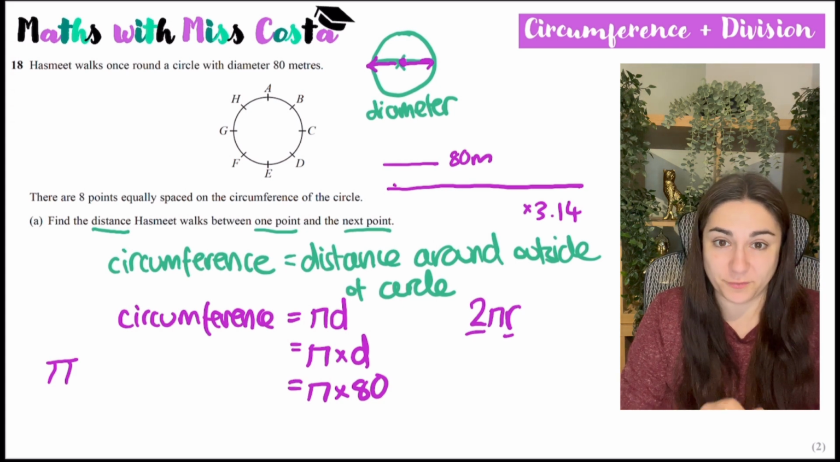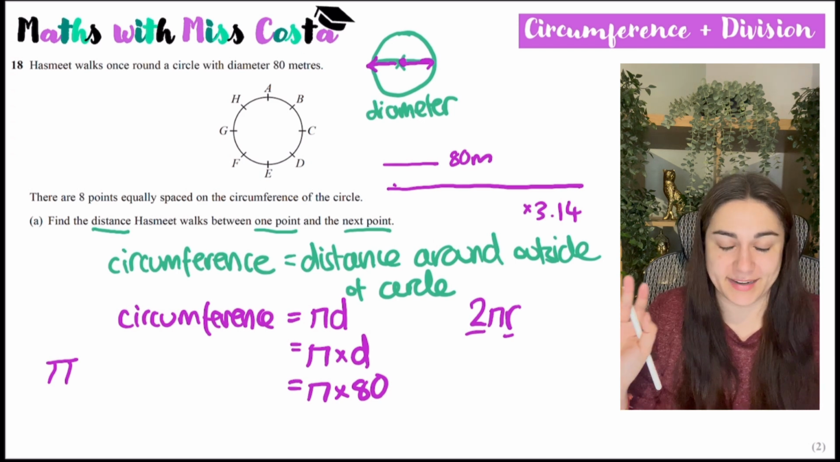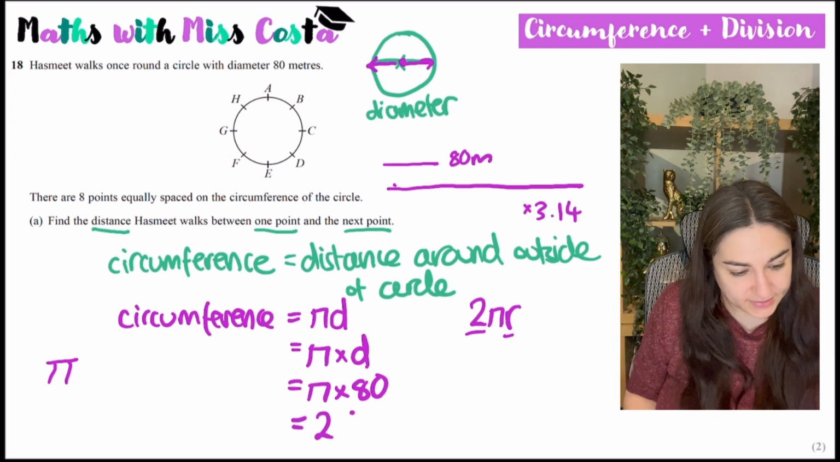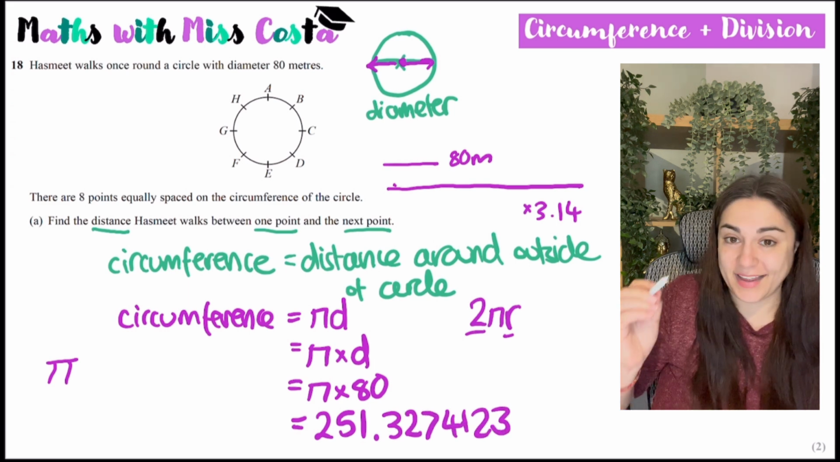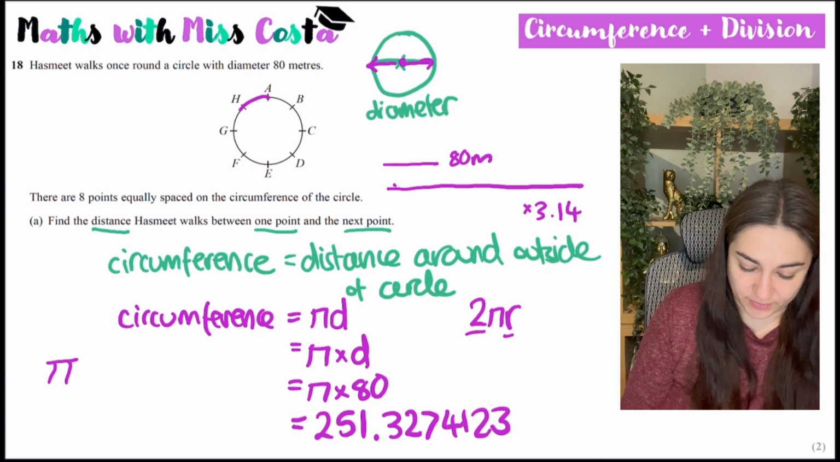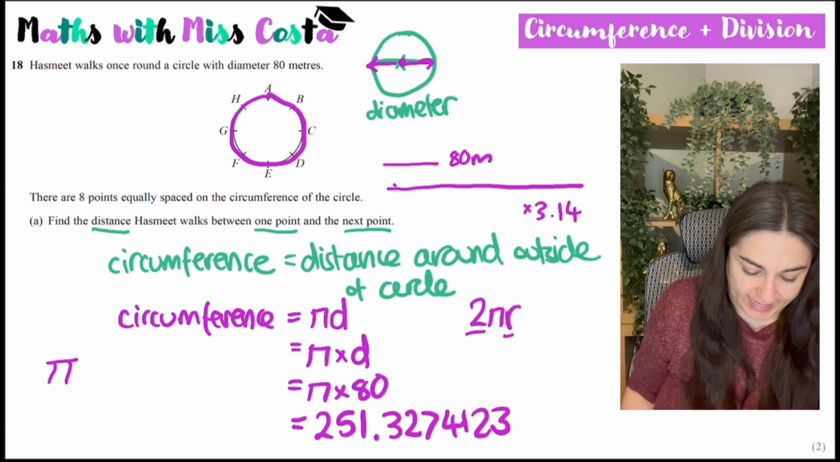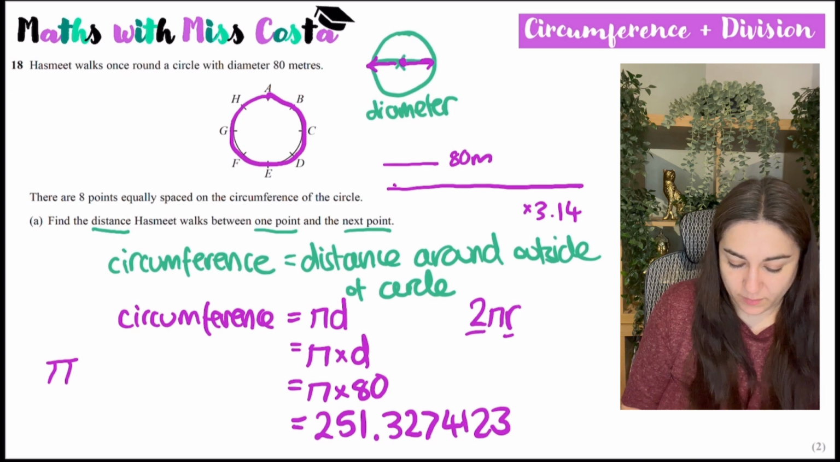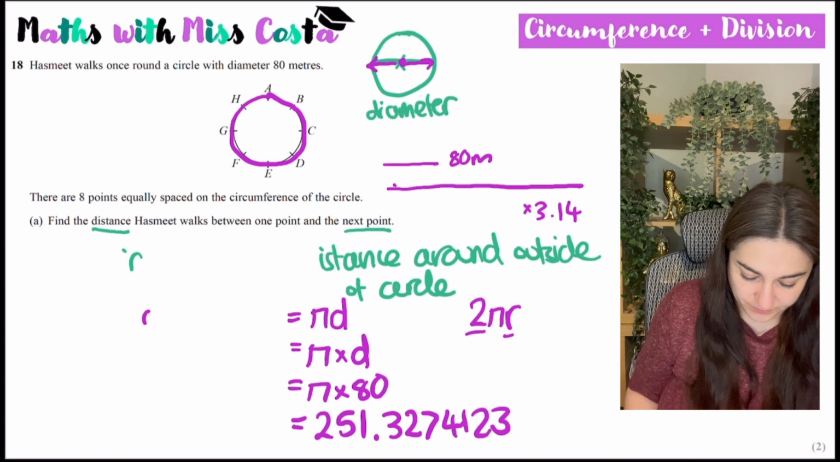So once again, you press the format button and then you convert it into a decimal. Or if you're lucky and you have the old calculators, you just press SD. So that's going to be 251.3274123. So that is the distance around the whole of the outside of the circle. And I need to find the distance she walks between one point and the next point. So there are 8 points altogether.